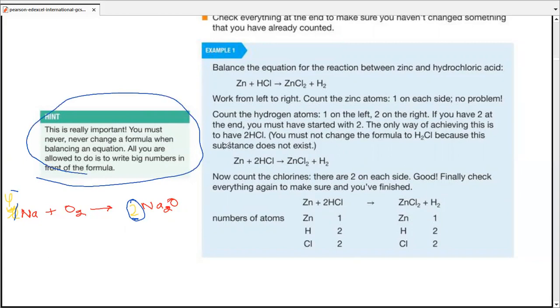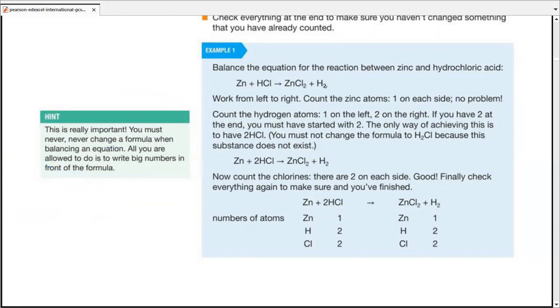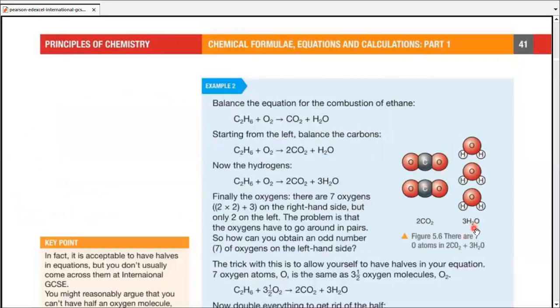You can never change a formula. All you can do is write numbers to the left of every substance, and that's about it. Changing a formula means you can never make changes to the subscripts. You cannot make changes over here, over here, over here, or write anything in between. This would actually disturb the whole thing.